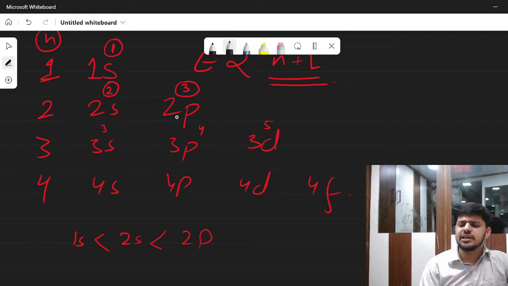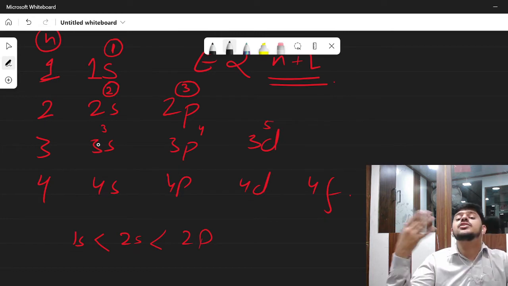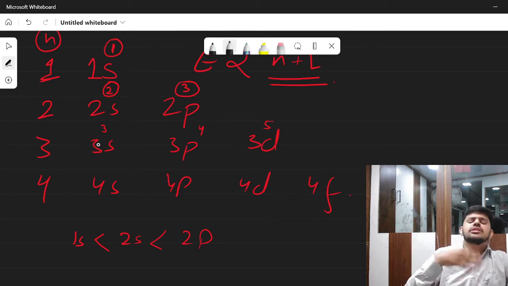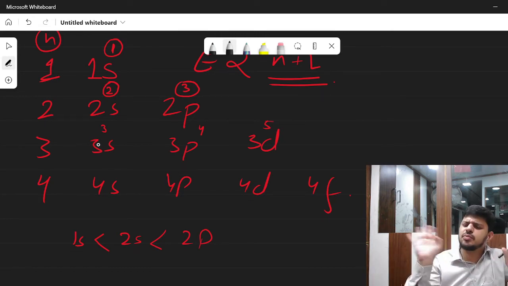This is the simple thing. This is 3 and this is 3. 2 is small, 3 is big. So 2 will come first and 3 will come later. This is the simple thing, no problem.